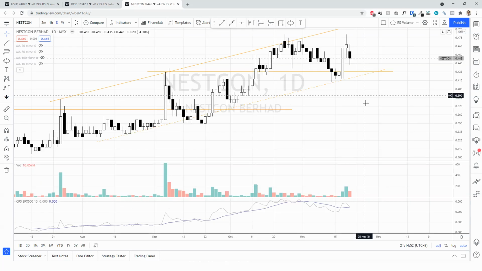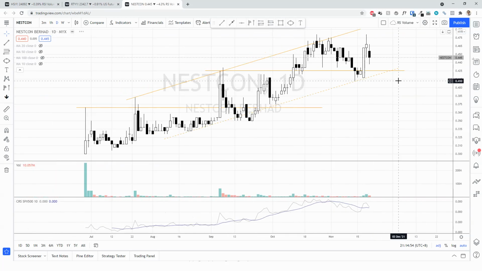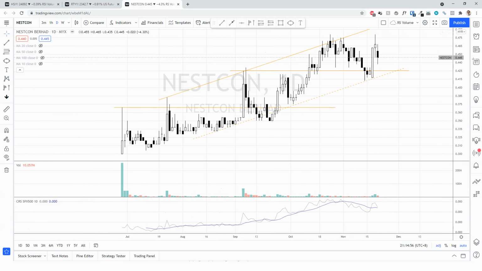So next one is NESTCON. NESTCON is in a very nice uptrend. So this is an up channel, and you can see it touched this channel here, here, and now it's the third time that it touched. So we get support here, and we have another horizontal type of support.